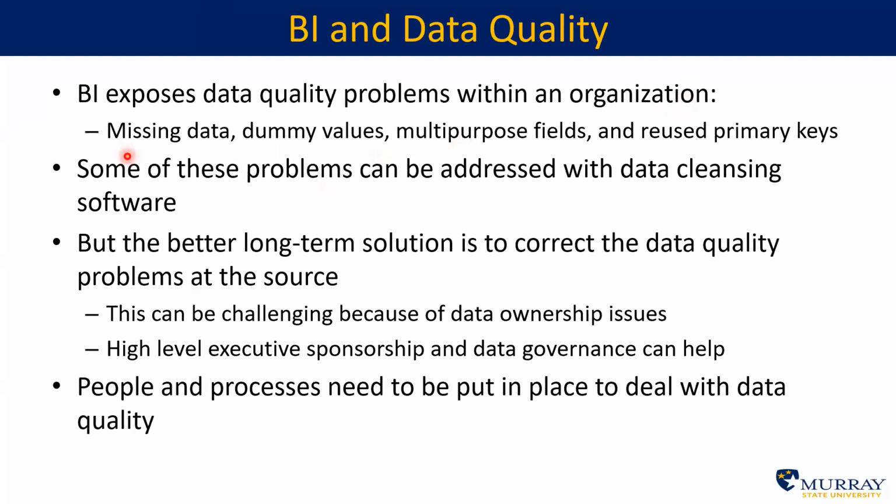Now, some of these problems can be addressed with data cleaning software. So there's software that can look at your data, identify missing values, estimate missing values, find duplicates of primary keys and suggest resolving those duplicates by assigning different primary keys to those entries that are different, but nevertheless have the same primary key. But software can only do so much. It cannot go beyond what a human with human intelligence can do to data. So the better long-term solution is to correct the data quality problems at the source. And that usually requires appointing a person to deal with data quality.